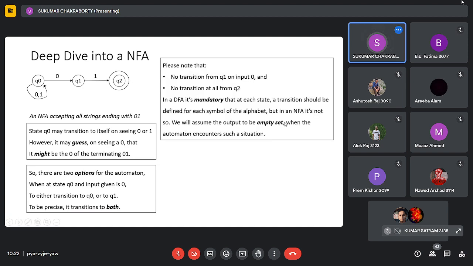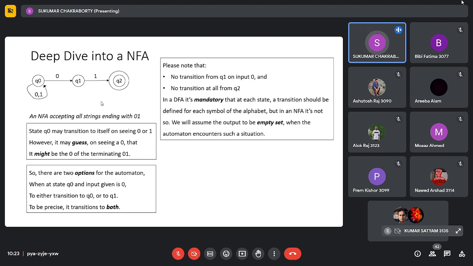Now there are some more points that need to be noted. I am reiterating these things again and again because these are basic fundamental things which need to go very deep into your mind to understand the next few concepts. So no transition from Q1 on input 0. You can see that if you look at this NFA, there is no arrow going out of Q1 labeled 0.